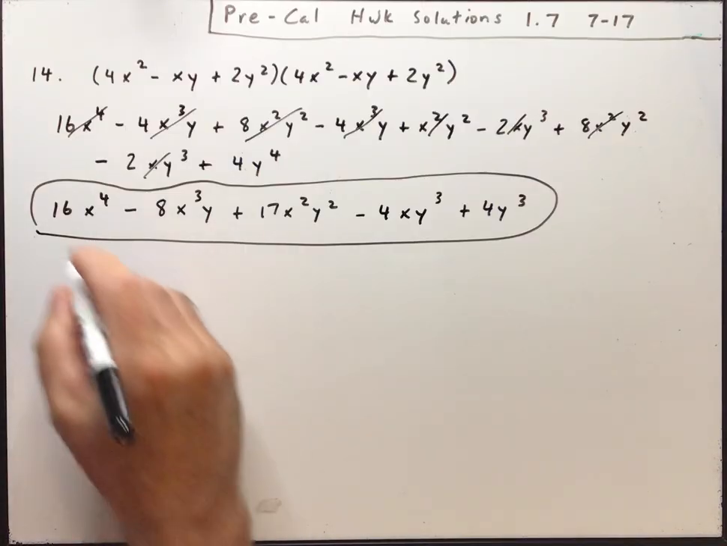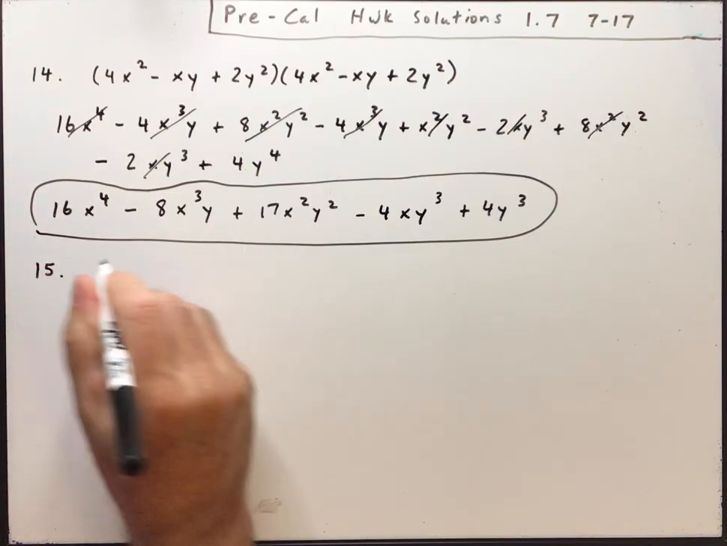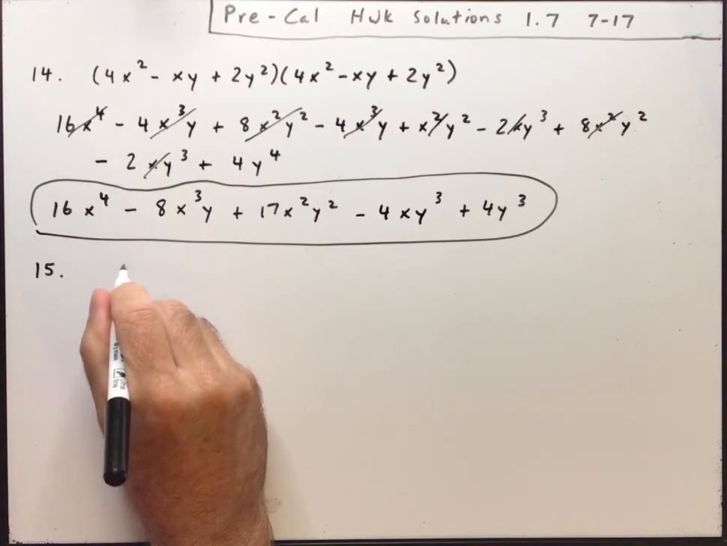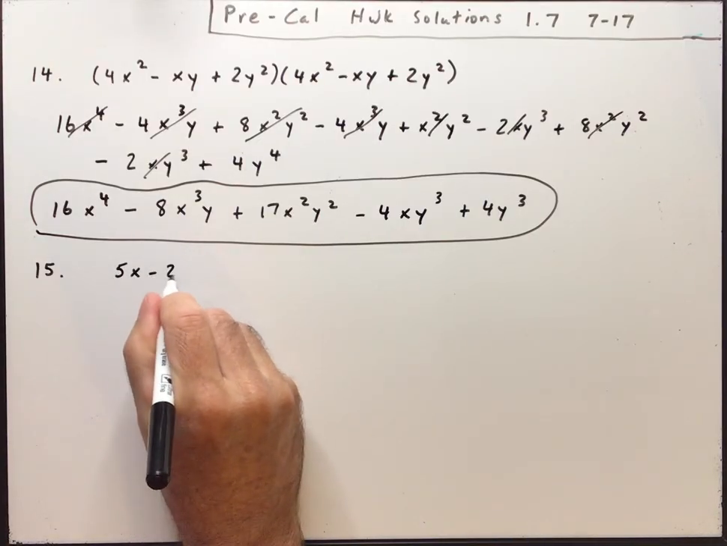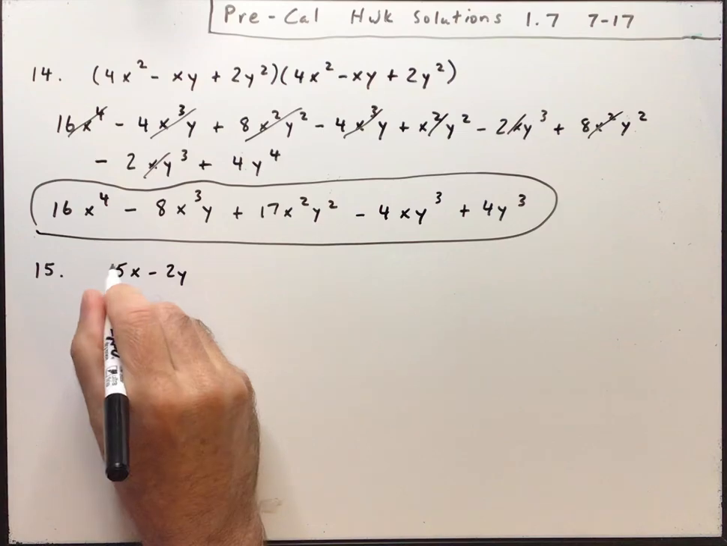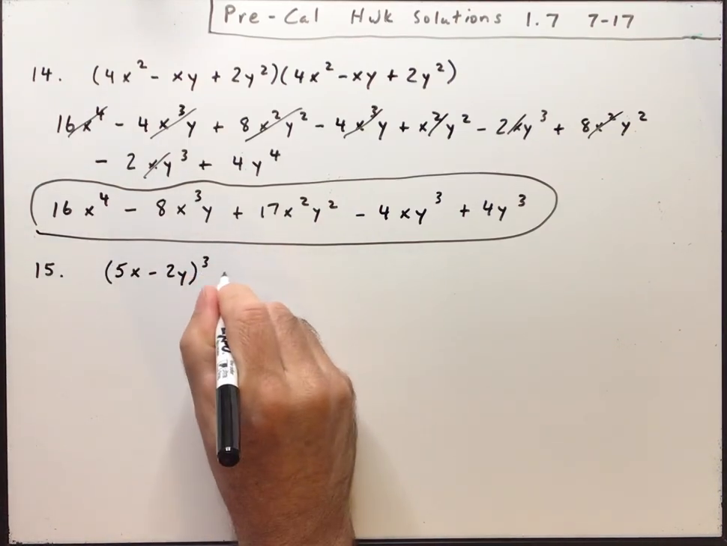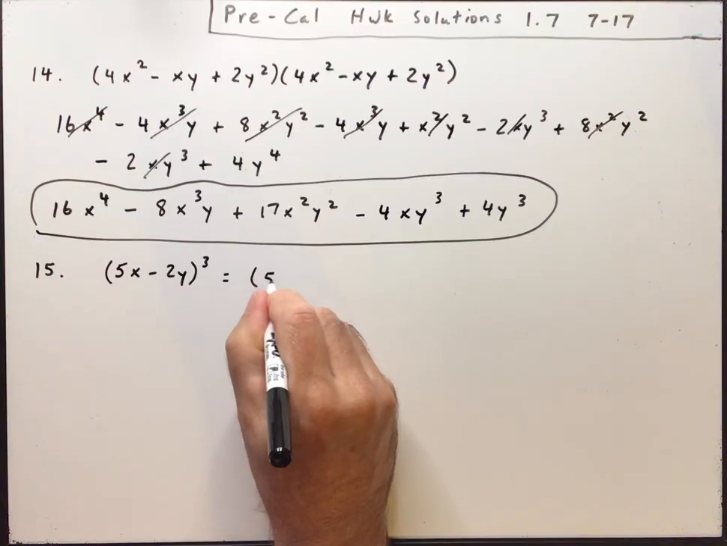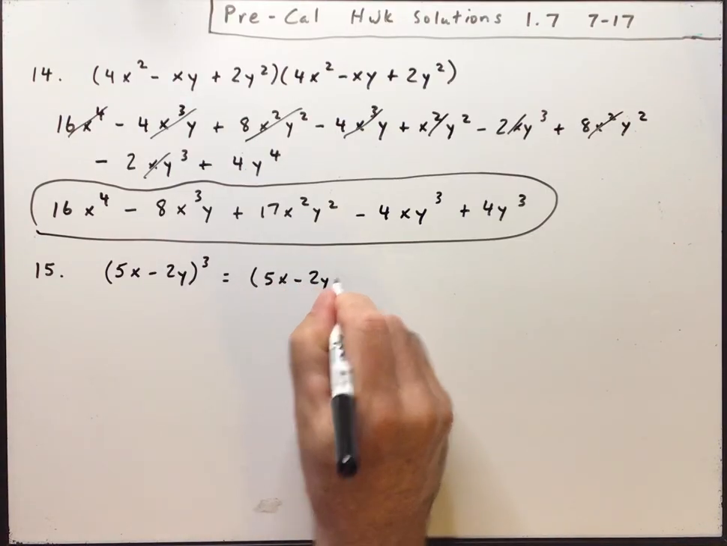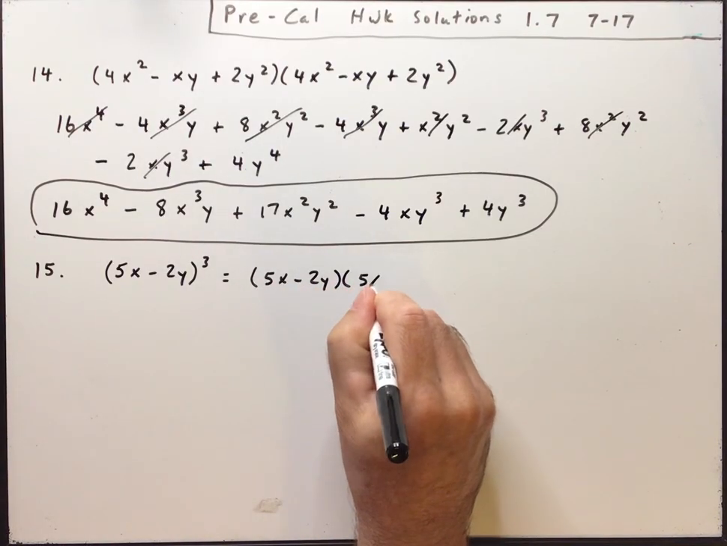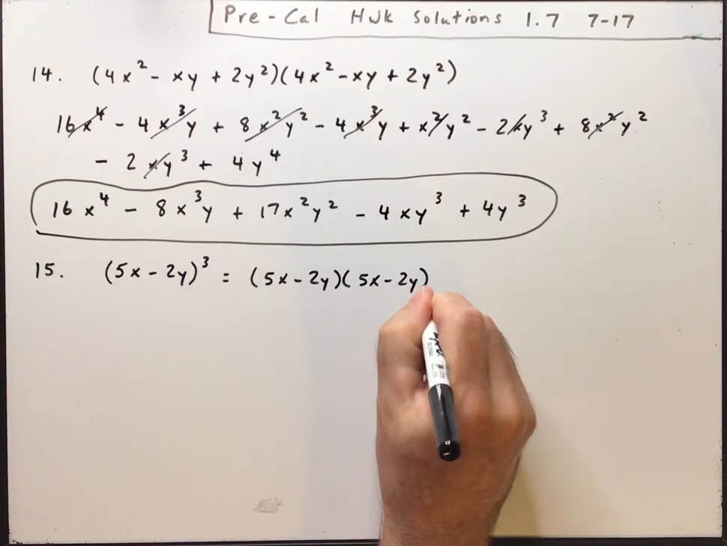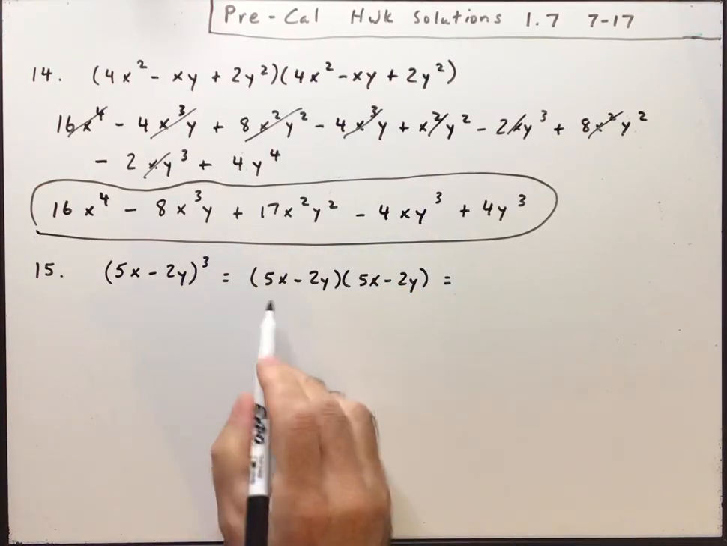Okay, number 15. So we want to expand 5x minus 2y all cubed. So what I'm going to do is first square it. So 5x minus 2y times 5x minus 2y. So we're going to square it by foiling.